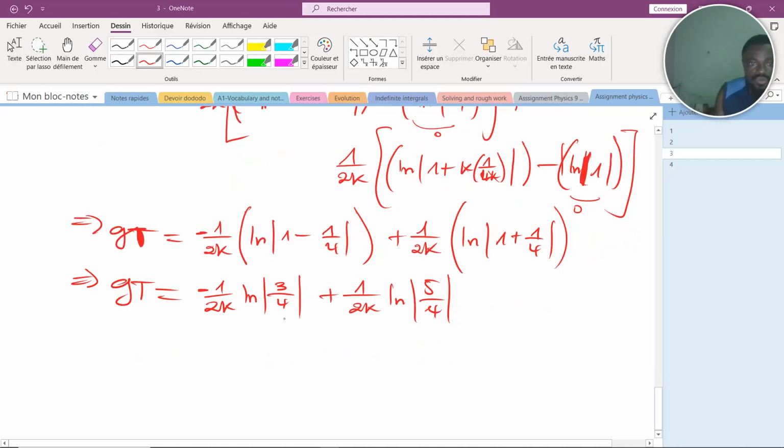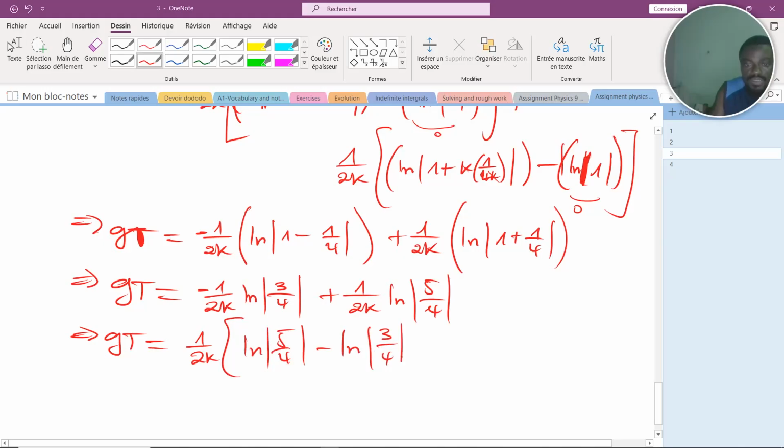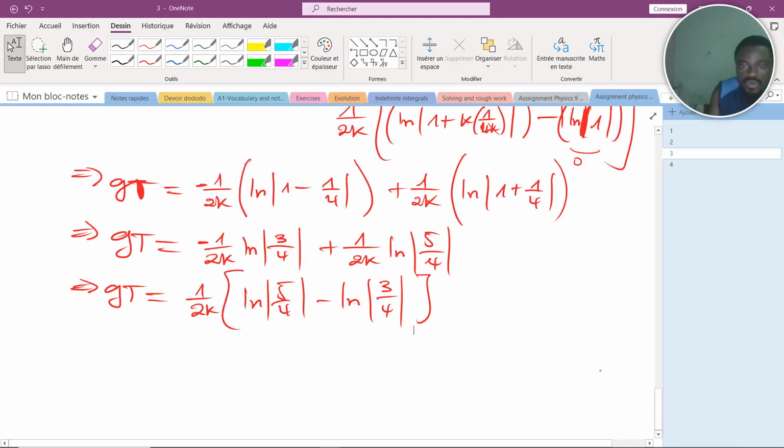Perfect. So let me factorize the 1 on 2k. So this implies g capital T will be equal to 1 all over 2k into ln of the absolute value of 5 all over 4 minus ln of the absolute value of what? 3 all over 4. Is that okay? Perfect. So this is what we have. So we recall that ln of A minus ln of B is equal to ln of A all over B. Is that okay?